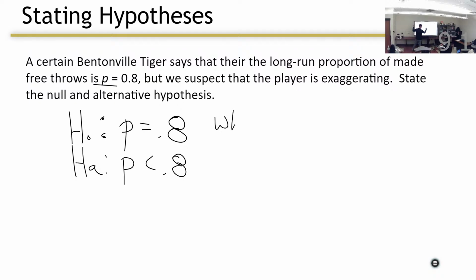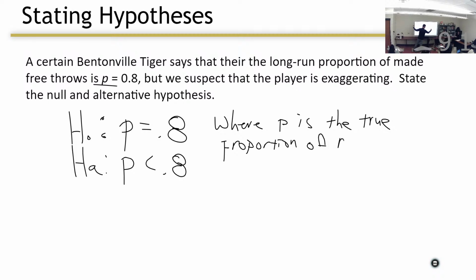Where P is the true proportion of made free throws by this Bentonville Tiger, yada, yada, yada, whatever you've got to do. They're looking for that. Make sure it references the population. Make sure it references the population.